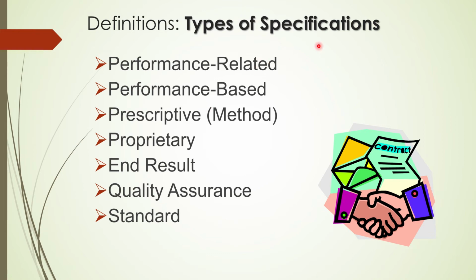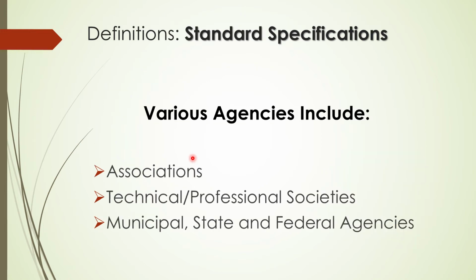Definitions of types of specifications. We have performance related, performance based, prescriptive, proprietary, end result, quality assurance, and standard. So your class discussion learning plan 1 has you go through and determine what these specifications are. Define them and give examples of each. So I'm not going to go through those. I'll leave that up to you.